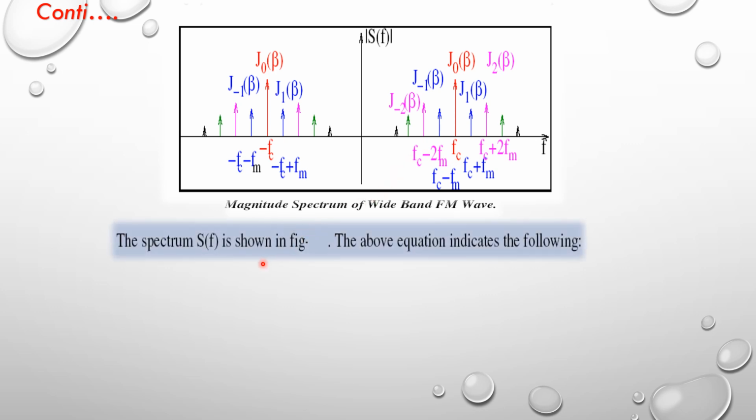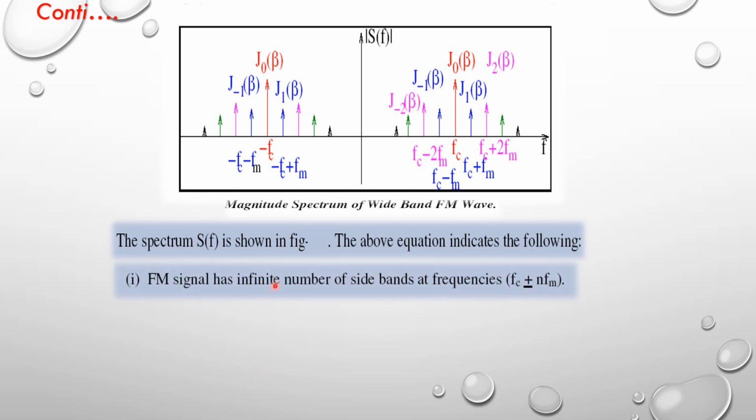This is the spectrum representation of the FM wave. The spectrum S of f is shown in this figure. The above equation indicates the following. The FM signal has an infinite number of sidebands at frequencies Fc plus or minus n times Fm. Here n varies from 0, 1, 2, 3, 4 up to the nth value, and this is the sideband level. So here we get Fc, and the first one is Fc plus Fm, and the next one is Fc plus 2 Fm, and so on up to the nth value, with respect to positive or negative carrier frequencies.